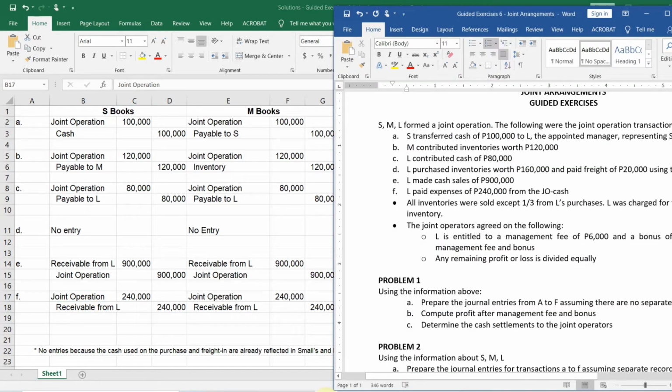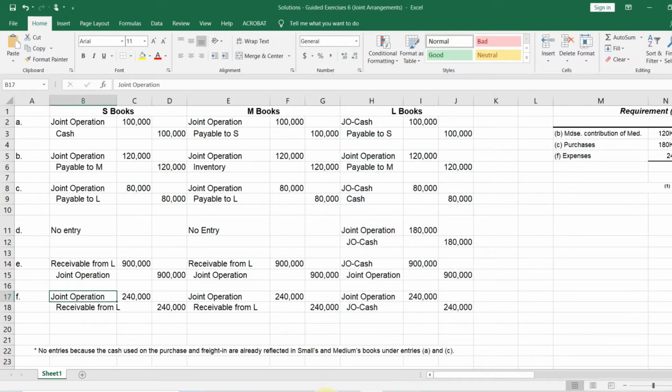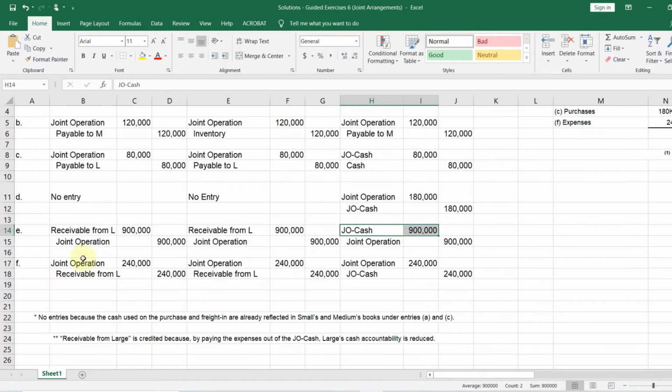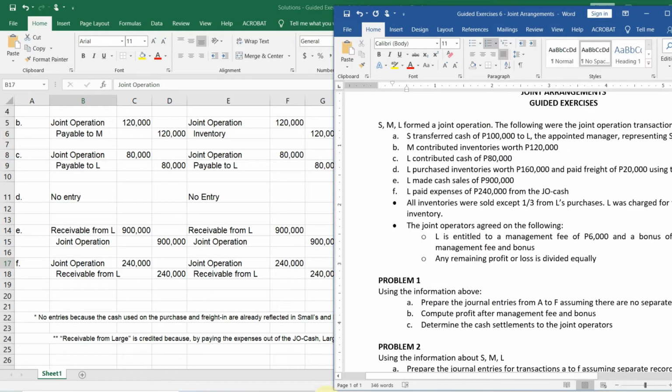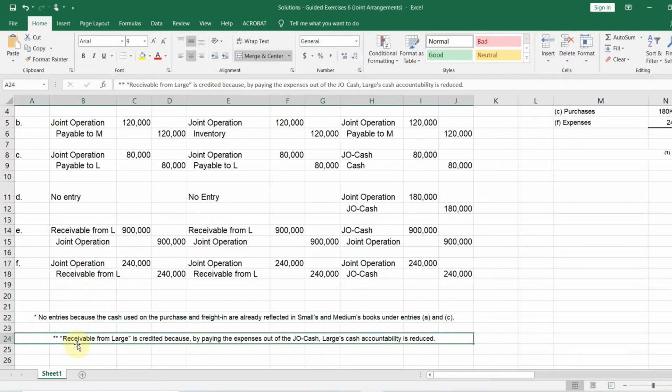Okay, cash. Next, we have transaction F. L paid expenses of 240,000 from the JO cash. Okay, so ang laman ng JO cash mo is actually here. May laman na siya ulit, 900,000. So, ang nangyari, we have debit joint operation 240,000, and then from the JO cash. Sabi dito, receivable from L is credited because by paying the expenses out of the JO cash, L's cash accountability is reduced. Okay, si L to.